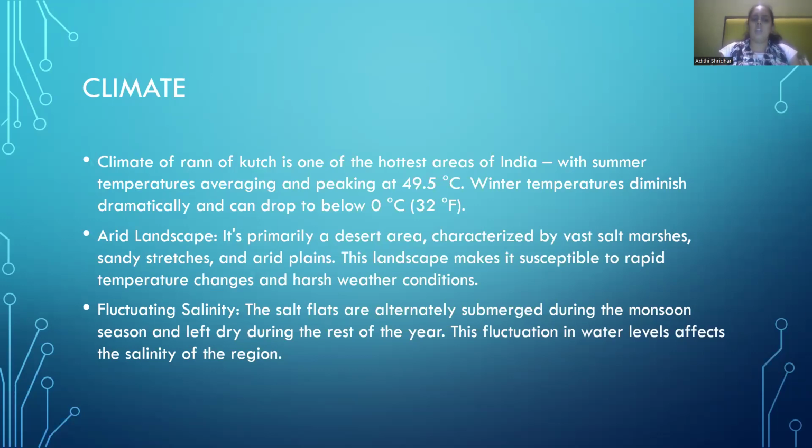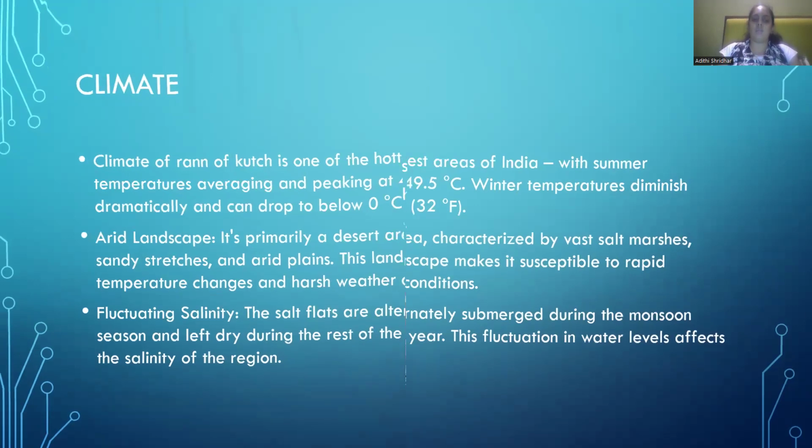Fluctuating salinity. The salt flats are alternately submerged during the monsoon season and left to dry during the rest of the year. This fluctuation in water level affects the salinity of the region.